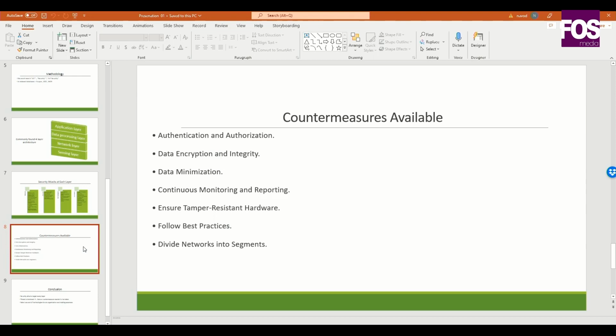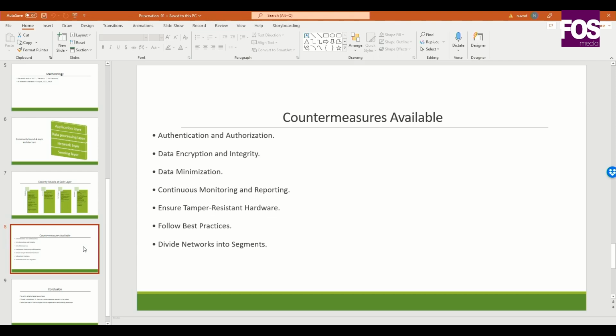Then we searched for the countermeasures that are available, like authentication and authorization. That means whenever users are accessing the devices, if we have deployed an authentication and authorization methodology, it will identify who is going to access and what access privileges we will be granting to that person. Then data encryption and integrity: all the sensitive information like medical records needs to be encrypted using data encryption. And data minimization, that means only collecting the personal information that is deemed necessary.